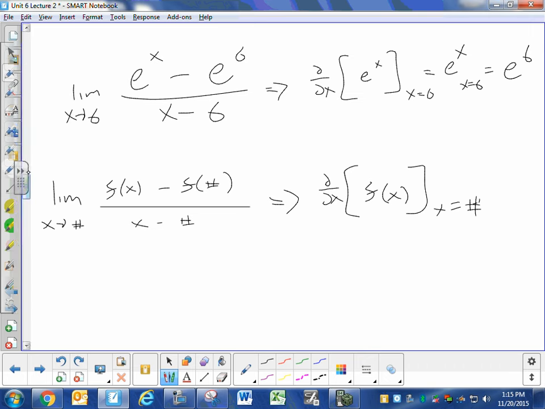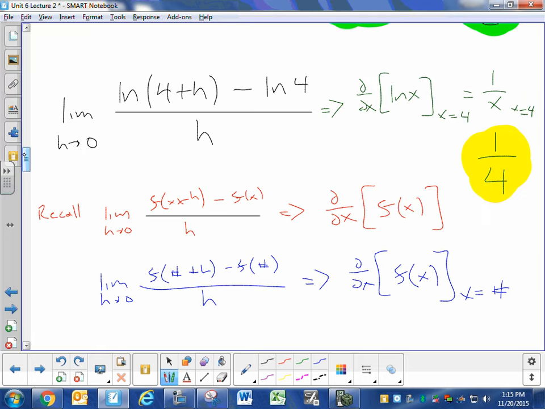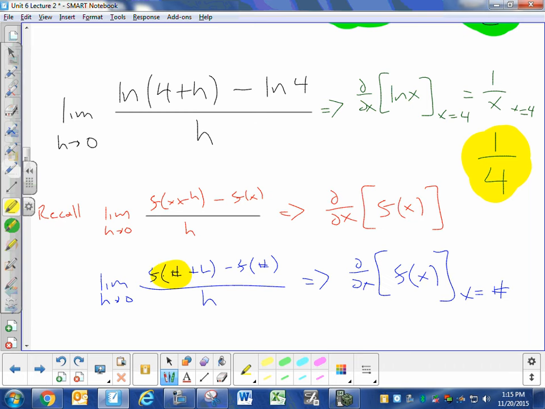Yes? Can you go back to what we did, the log one? Sure. So we took, you found the derivative. Yeah, but it's not the derivative of log of 4. It's the derivative of log of x when x is 4. It goes to this situation. Does that make sense? No.